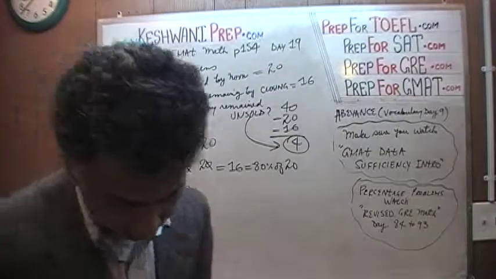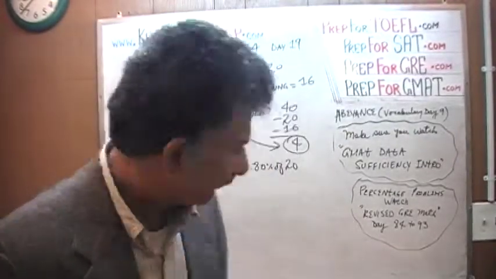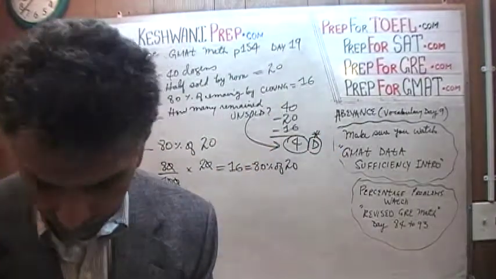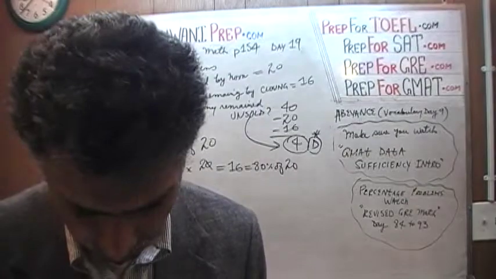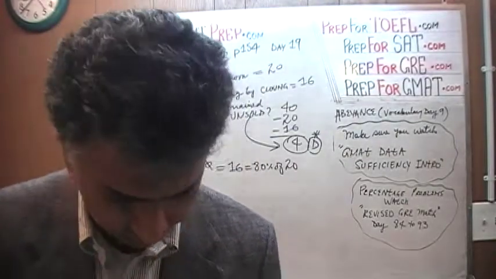And the answer is D. It's a very simple problem, but it doesn't hurt to make sure that I didn't make any kind of boo-boo. What number was this one? Number 19. D. That's it. That's all it is.